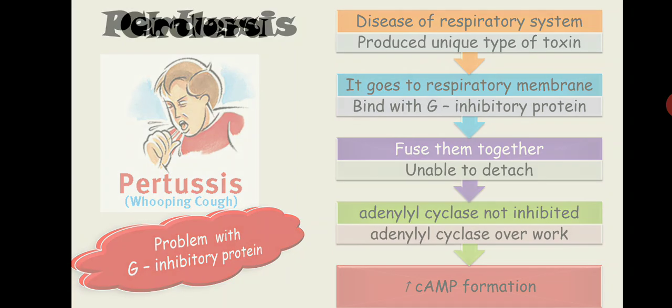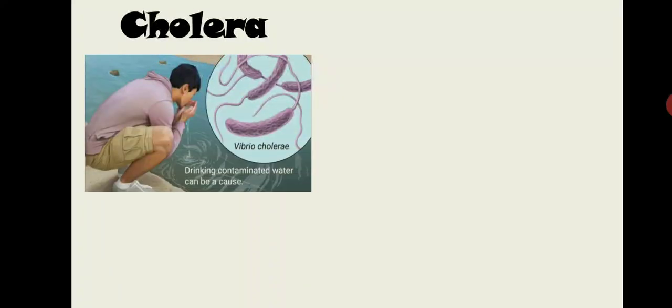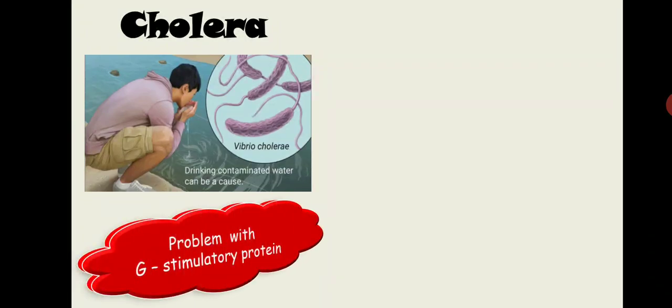Now the second clinical correlation is cholera. You have heard the term cholera, right? It is basically due to Vibrio cholerae. What happens in cholera? The person has diarrhea, right? How will diarrhea occur in a person suffering from cholera? So the problem is basically in the G stimulatory protein. What happens in the G stimulatory protein?